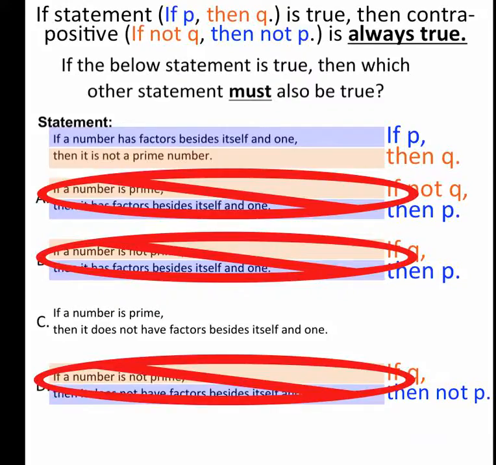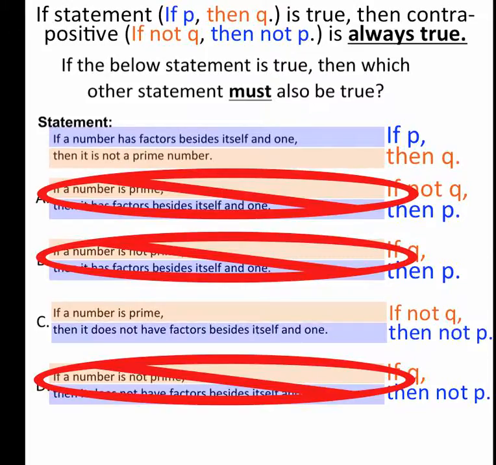But let's look at C. If a number is prime, or if a number is not prime, but getting rid of the double negative, if a number is prime, that's if not Q, then it does not have factors besides itself and 1. That is not P. So that is my contrapositive, therefore that is my answer, C.